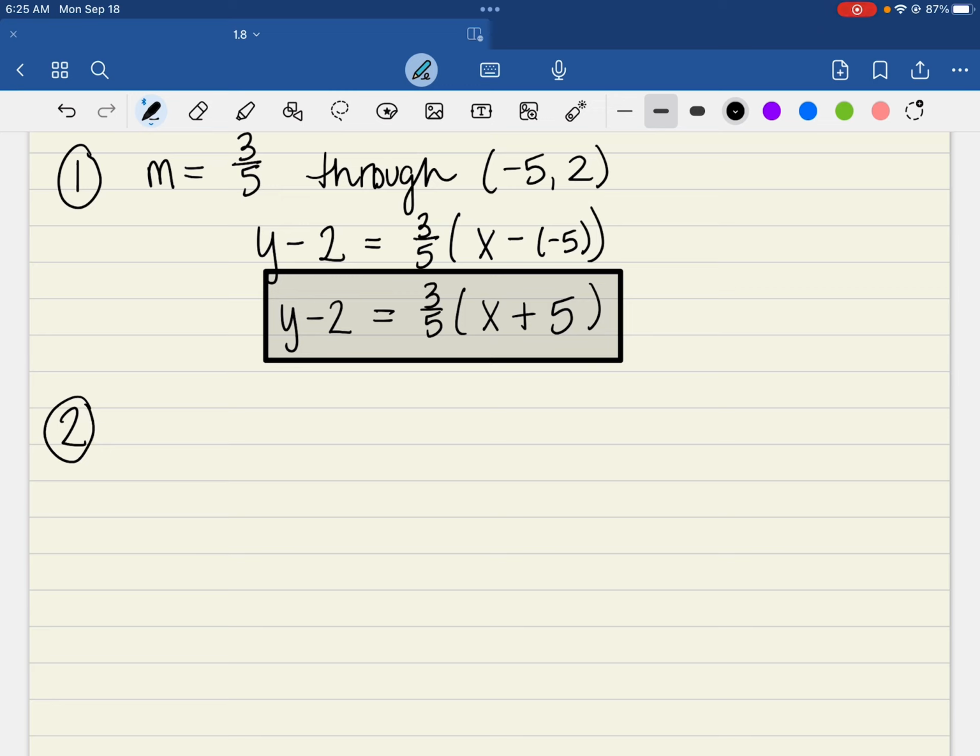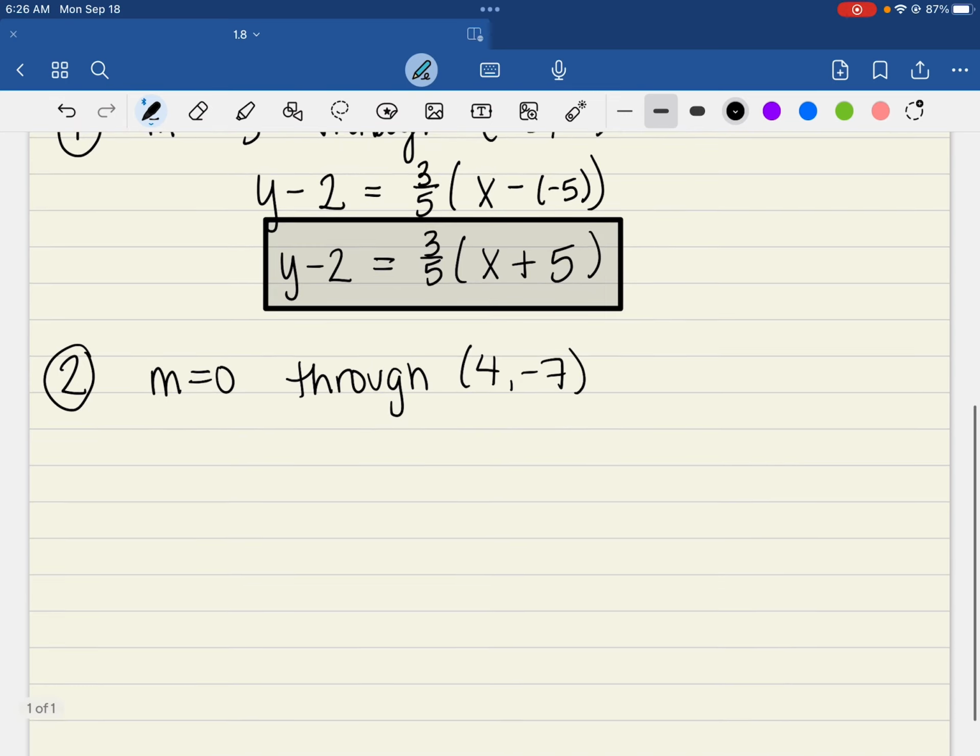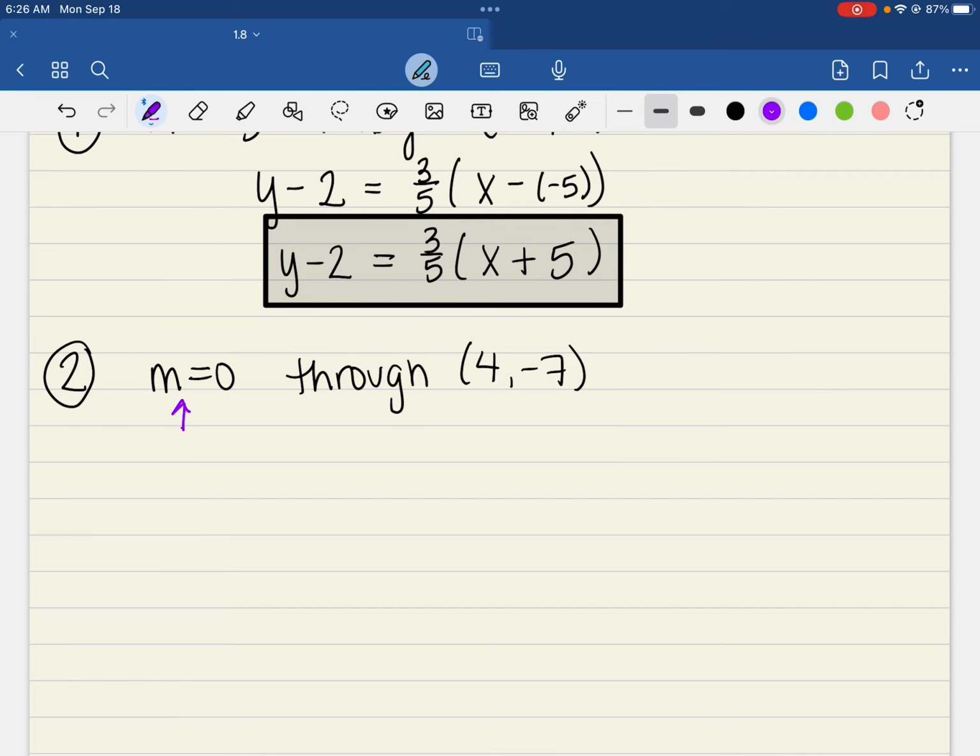For number 2, m equals 0 through the point 4, -7. Now, what does it mean when we have a slope of 0? What type of line does that create? Well, this is a horizontal line.